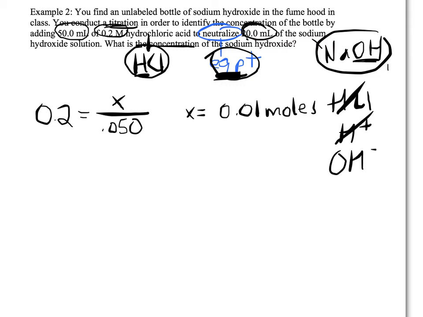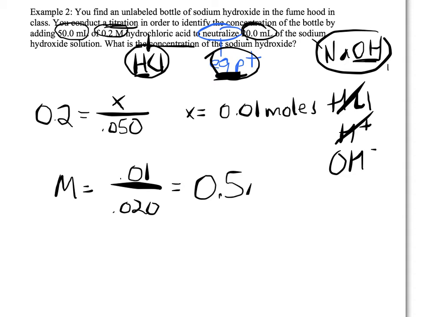So now to figure out the concentration, the molarity, I know that I need the moles, which I have, 0.01, divided by the volume, which is 20 milliliters. But molarity is moles divided by liters, so I have to convert this to liters by dividing by 1,000. I set that up, do the math. The final answer, 0.5 molar. 1 sig fig because of the 1 sig fig here. Look at that. You didn't know what the concentration of this was. Now you can figure it out exactly.